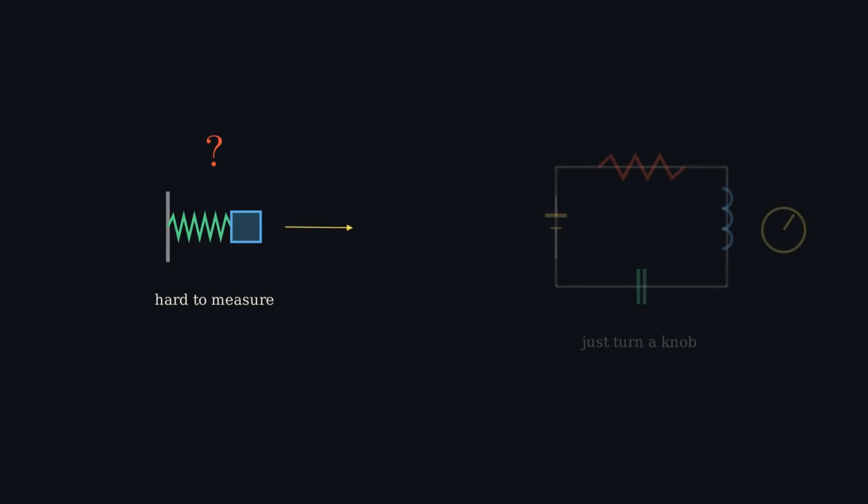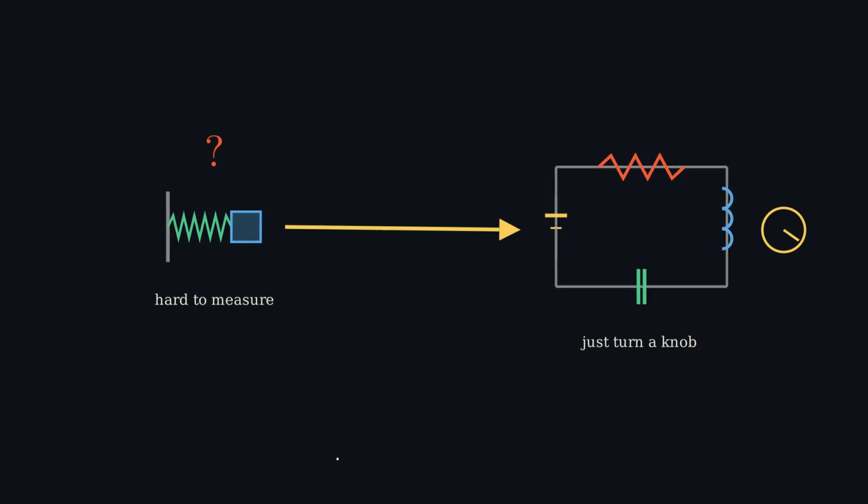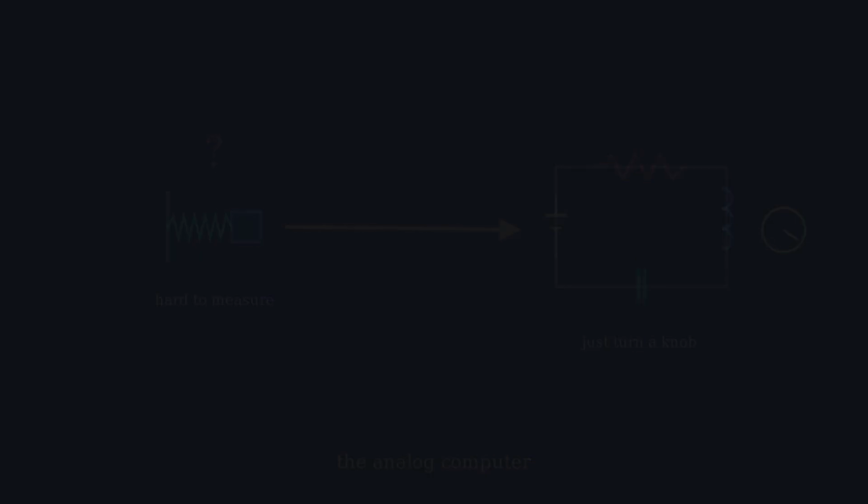And this isn't just a cute party trick, it's genuinely useful. Some things are a pain to measure on a shaking physical machine, but easy to dial in on a circuit, where you just turn a knob. So engineers would build the electrical twin of a mechanical system, and study that instead. The circuit becomes an analog computer for the machine.